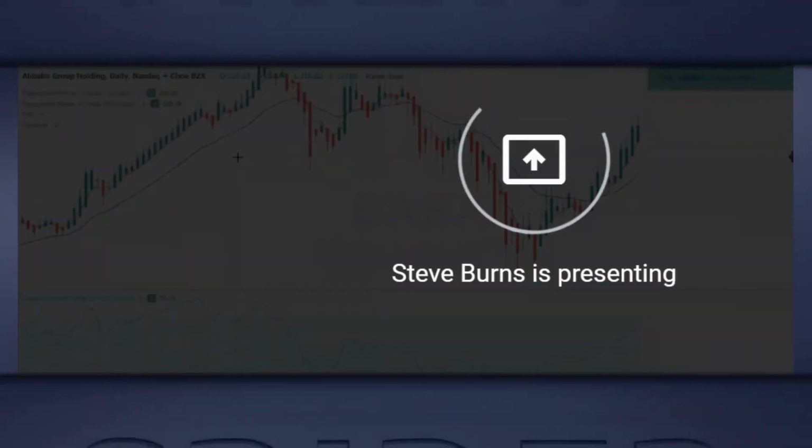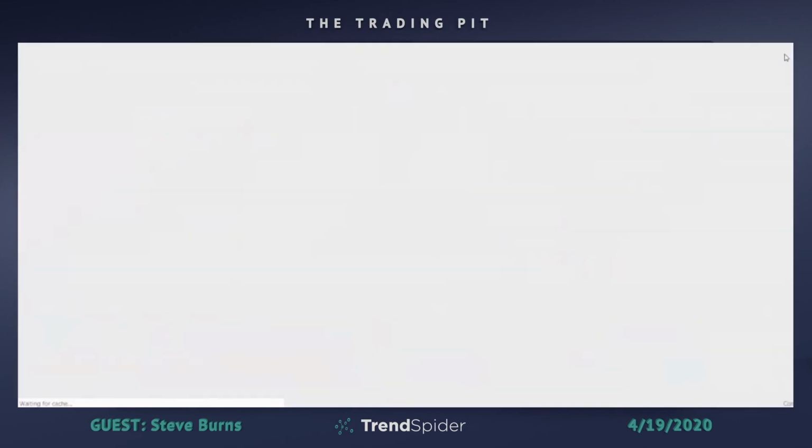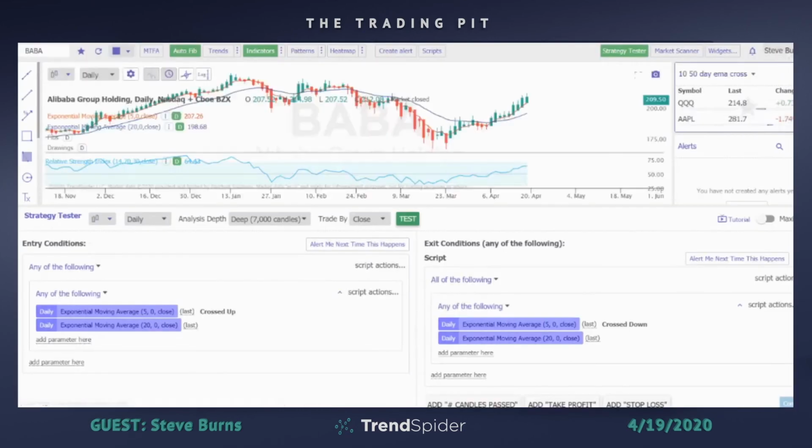The Alibaba. Oh, here's the update for TrendSpider. Yep, so you may need to update it and go to the new workspace again. It will just press. Oh, there you go.